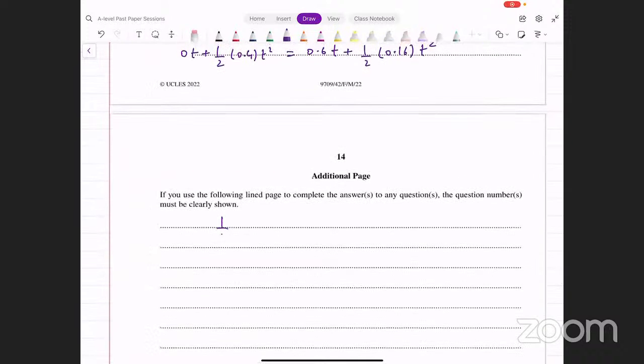Let's solve this. We have 1/2 into 0.4, that's going to be 0.2t square. On the right side, we've got 0.6t plus 0.08 t square. Let's take everything to left side. हमारे पास क्या आ जाएगा, 0.12 t square minus 0.6 t equals 0. We can take t common here. 0.12 t minus 0.6, that equals 0.